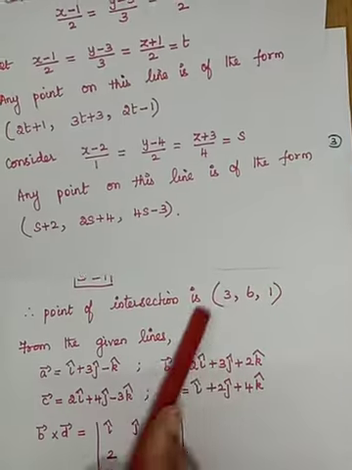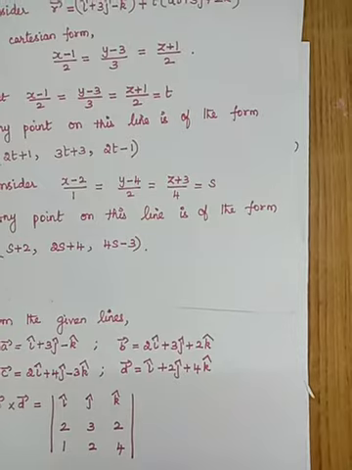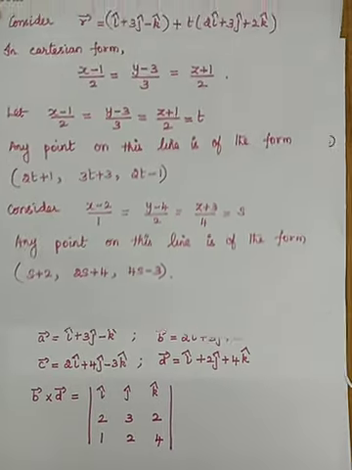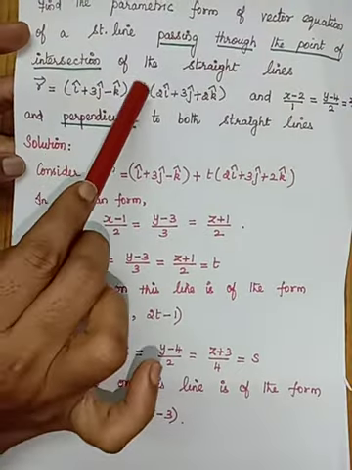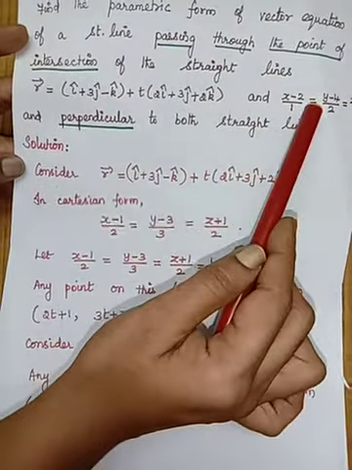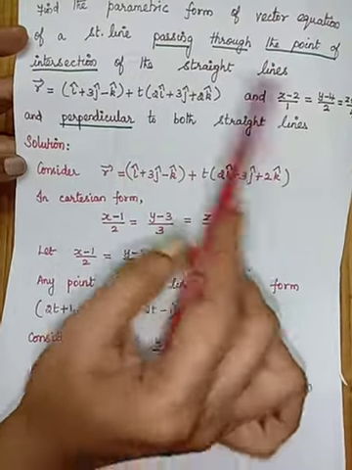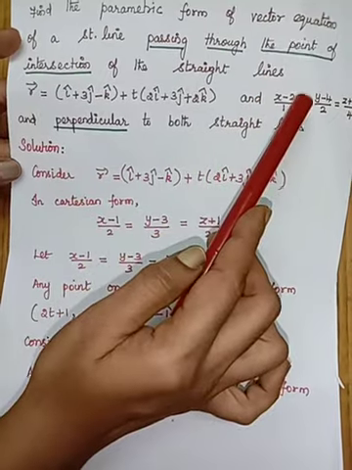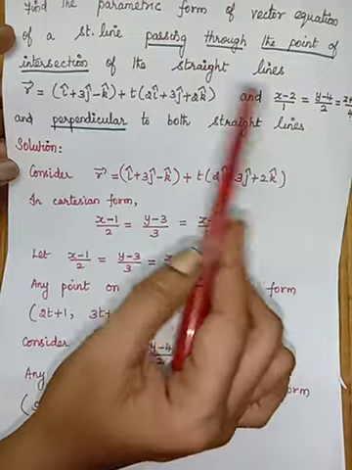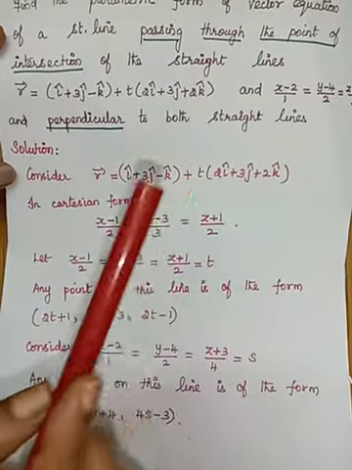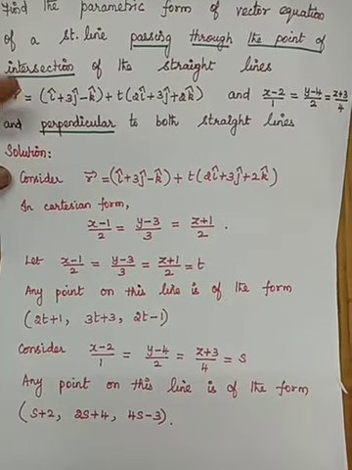Here, just now, we have found one passing point. What is needed is the parallel vector for the required line. But what is given? Your required line is perpendicular to both the straight lines. So from these two straight lines, you have to collect the parallel vectors. So the b vector and d vector have to be taken from the two lines. b vector cross d vector is the parallel vector to your required line.